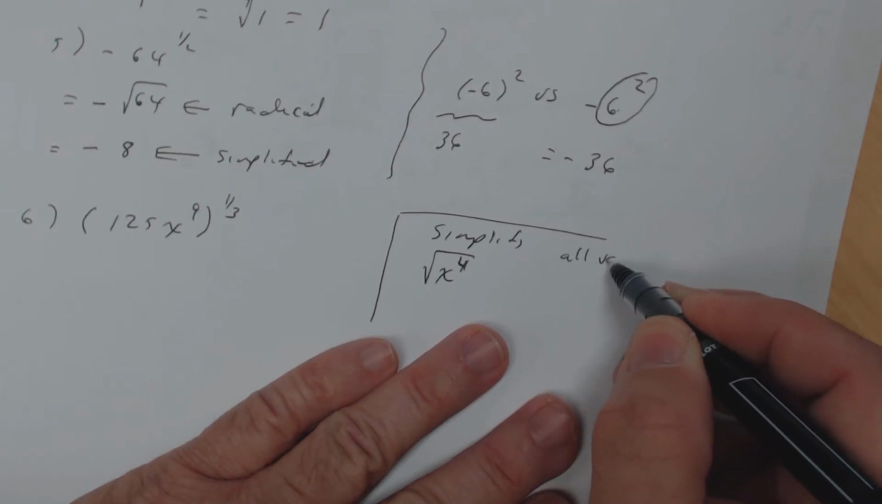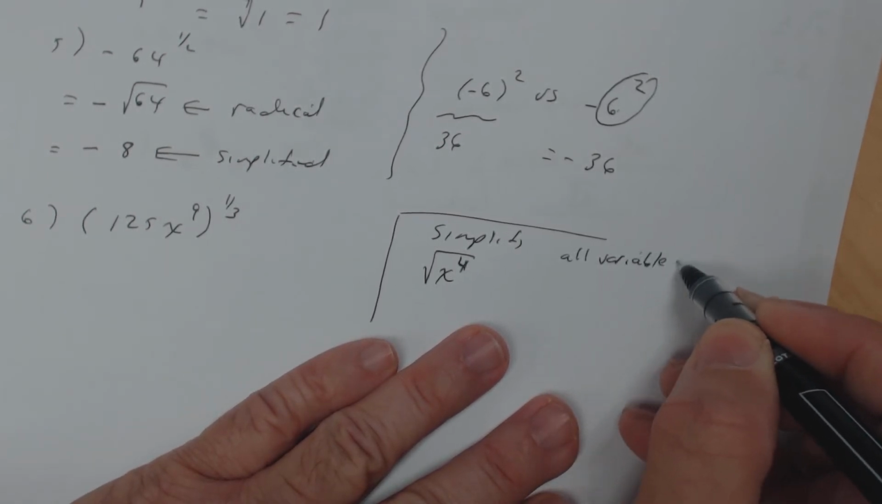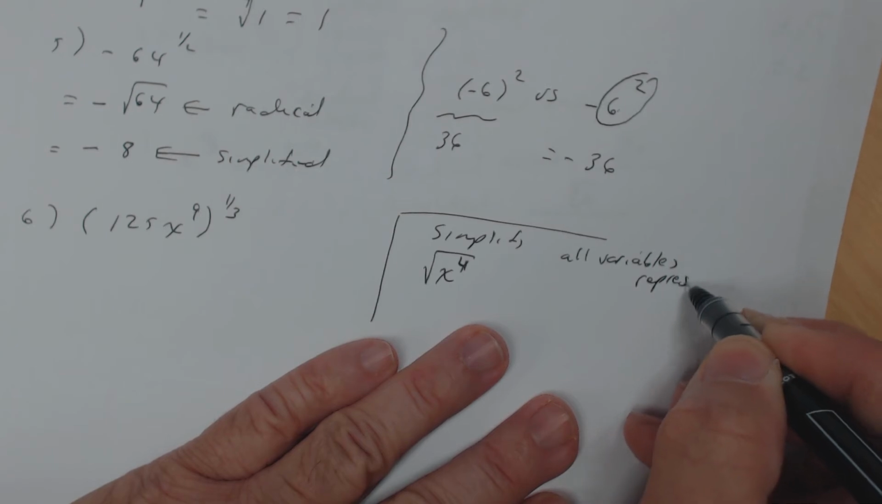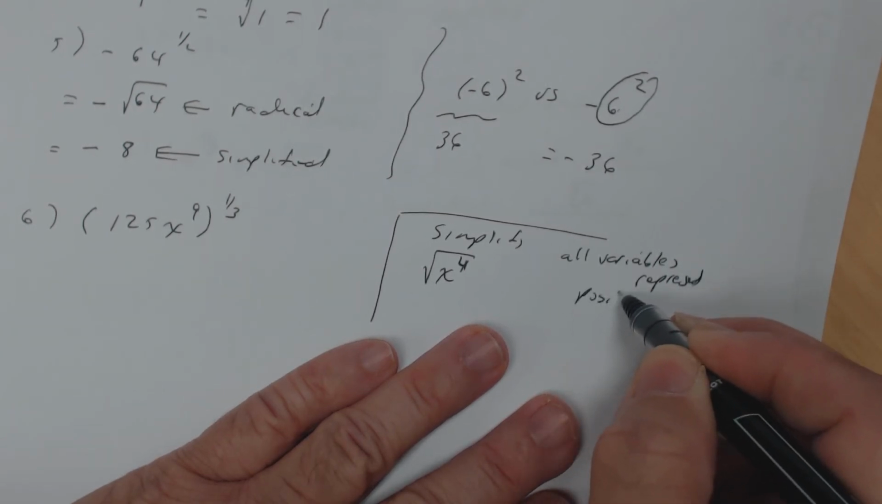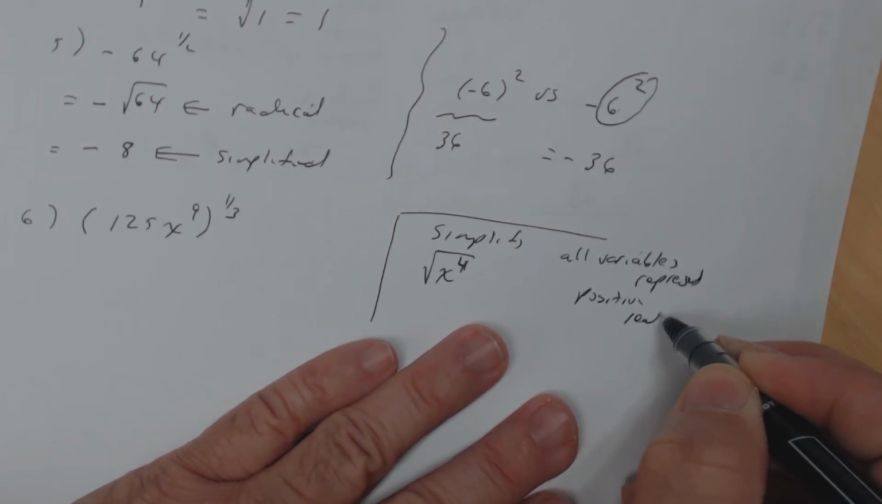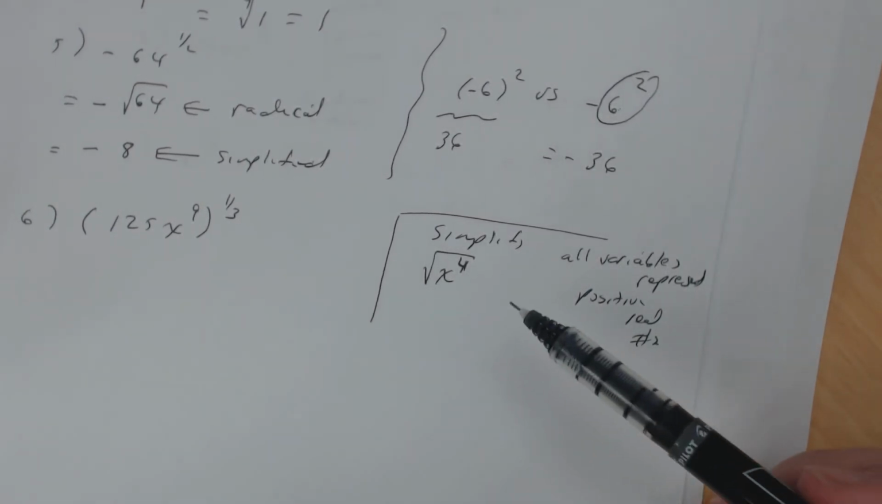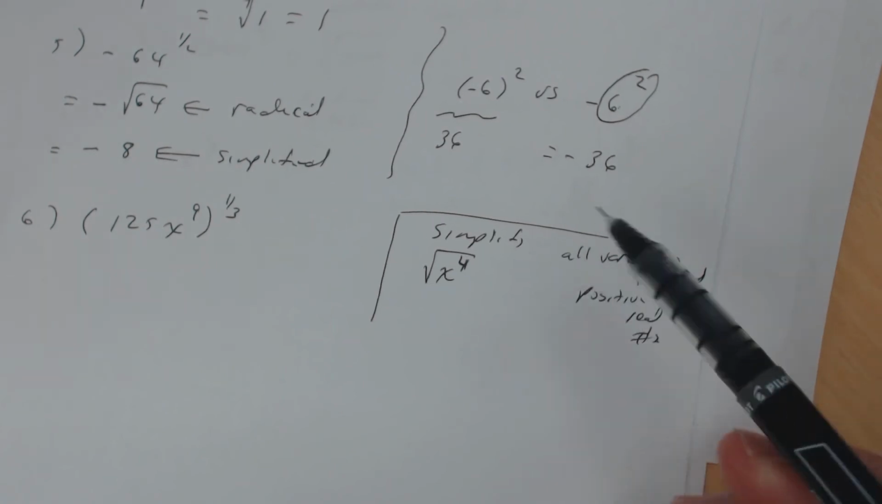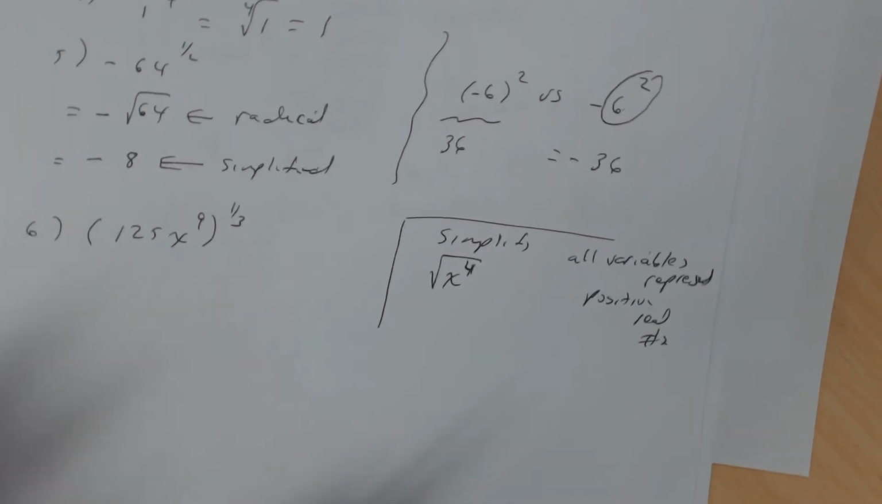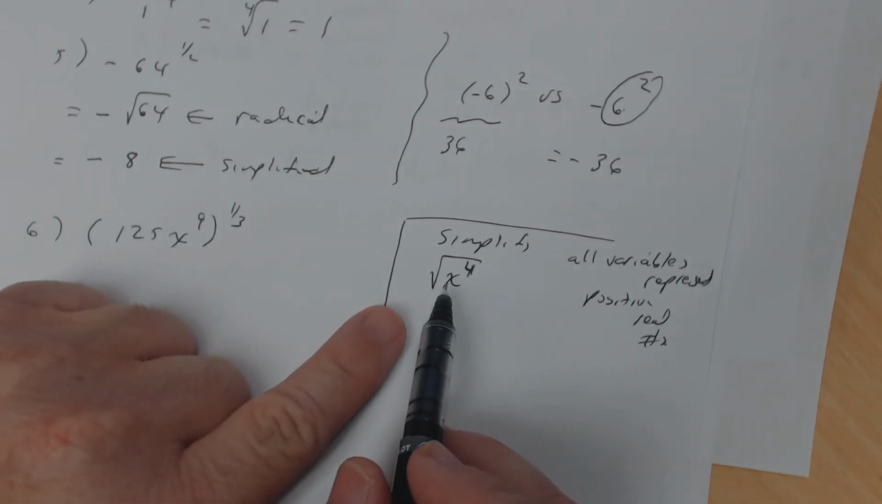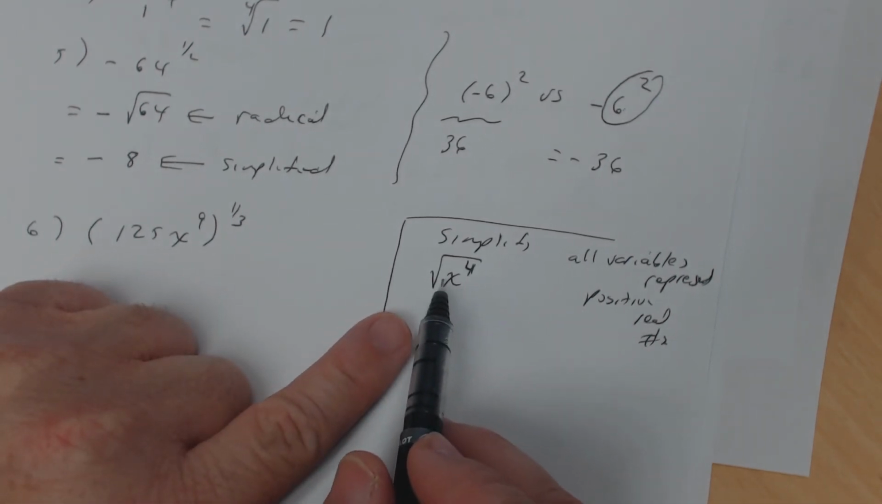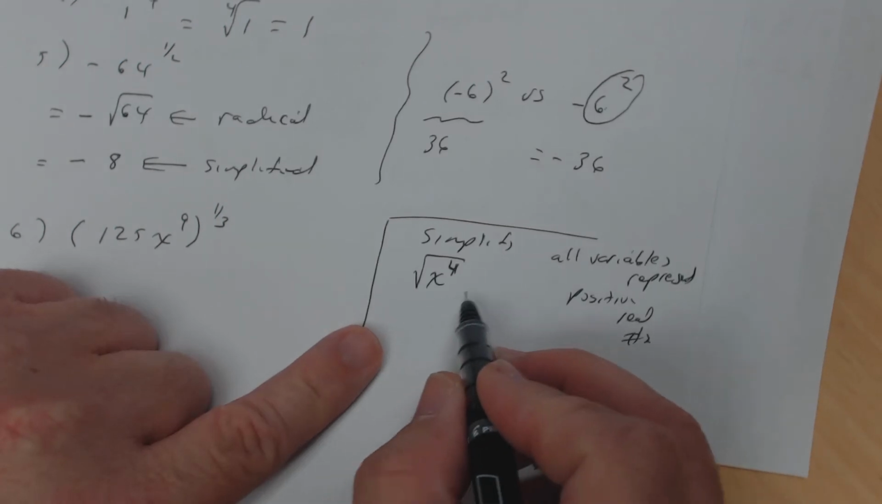So all variables represent positive real numbers. That way we don't have to worry about the absolute value. Remember in the previous lesson, we had to deal with absolute values. So let's just assume that all these variables here are going to represent positive real numbers. So remember, the square root of x to the fourth, that's just x squared.